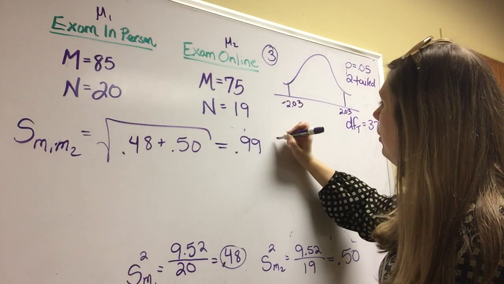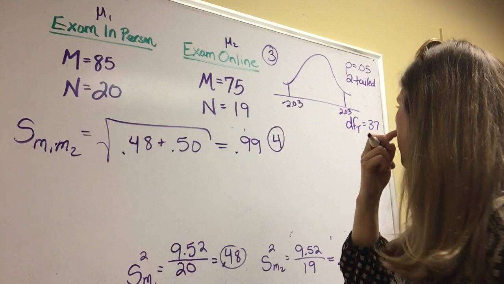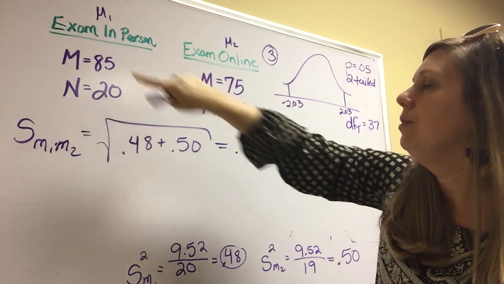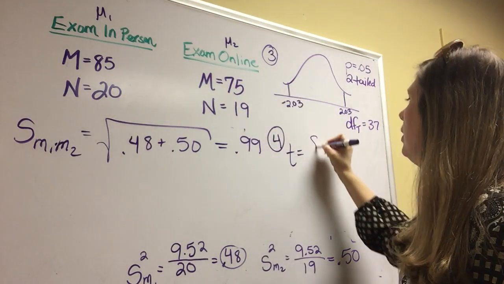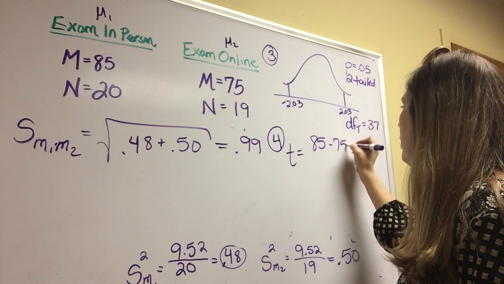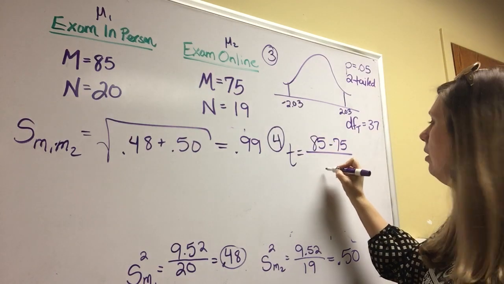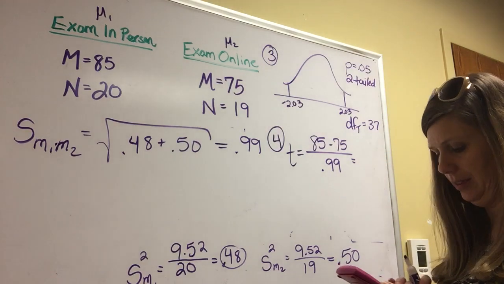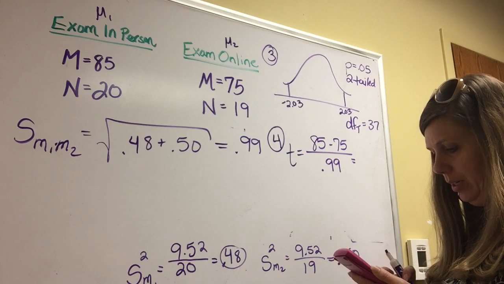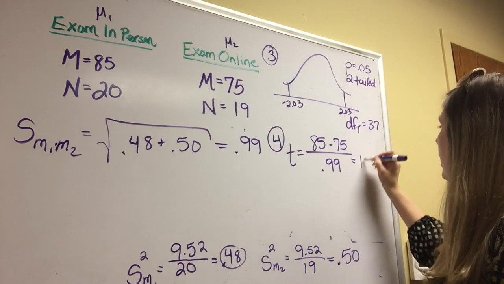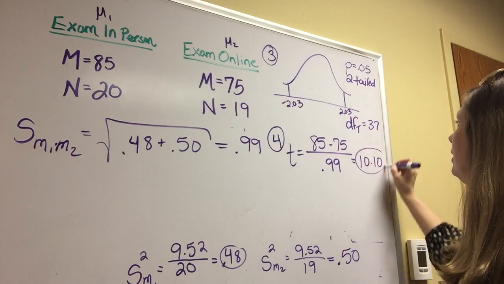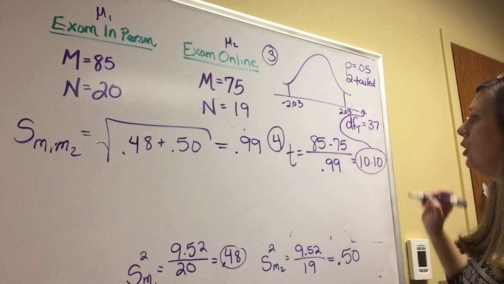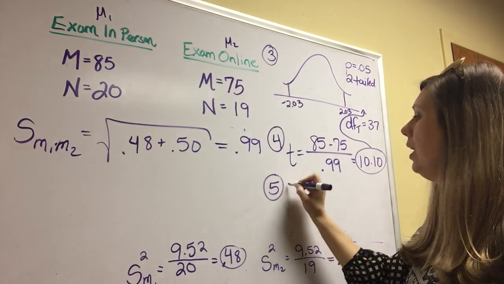Okay. So then for step 4, we just need to calculate our t. Remember I made this group 1 and this one's group 2, so I'm going to have 85 minus 75 because those are my means, divided by the standard error, which was 0.99. It's going to be quite massive. So 10 divided by 0.99. So this 10.10 is our t. Does that pass our cutoff? Absolutely. It definitely does. So for step 5, we would say reject the null.